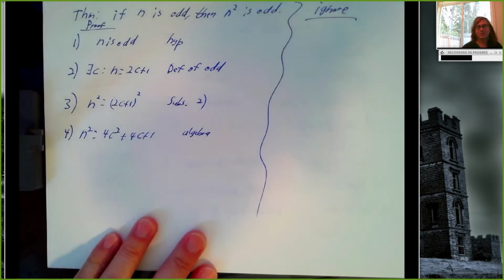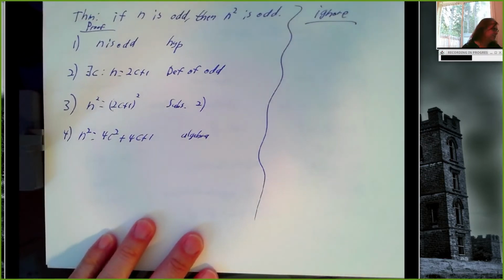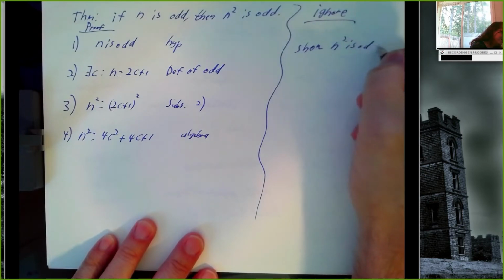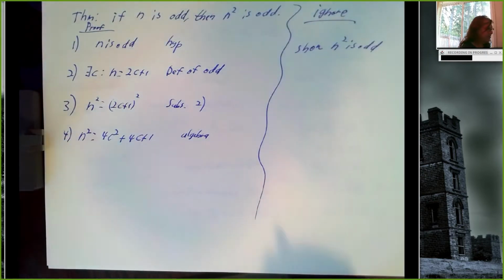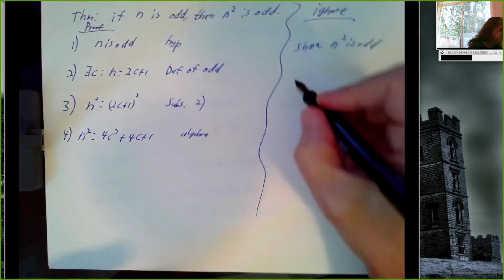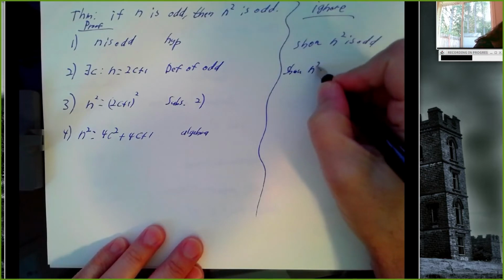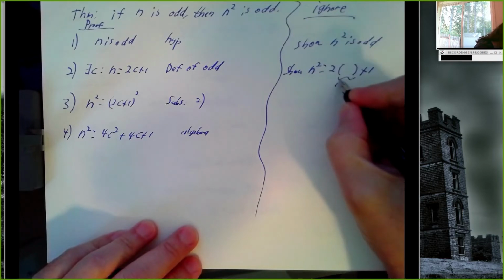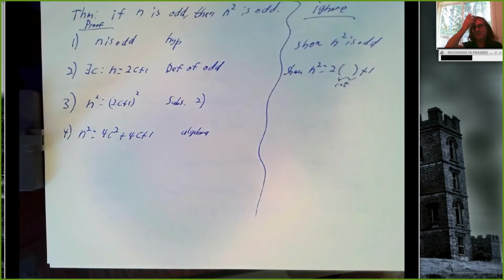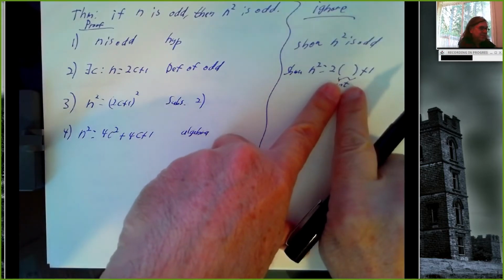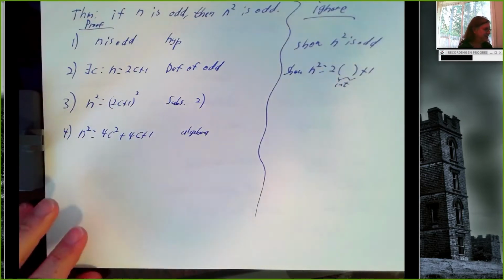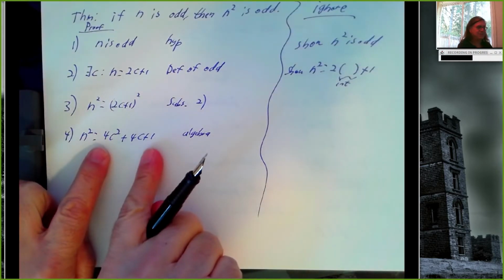And mostly what I put over here is where am I trying to get to? What am I trying to show? Right? I want to show n squared is odd. And if I go back to the definition, show n squared equals 2 times something plus 1, where this something is an integer. This is my ignore section. I can be very informal. I can draw doodles, whatever I want, right? I want to show n squared is 2 times something, that's a whole number, plus 1. So any ideas how we can go from this to 2 times something plus 1?